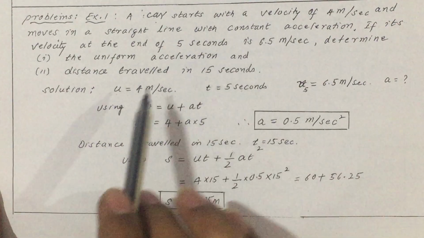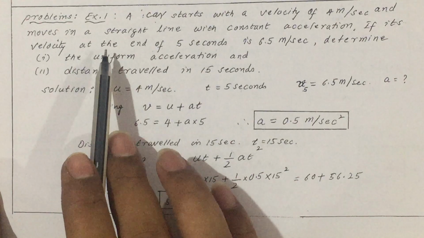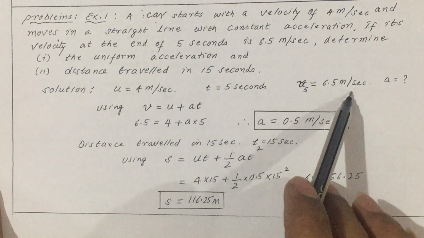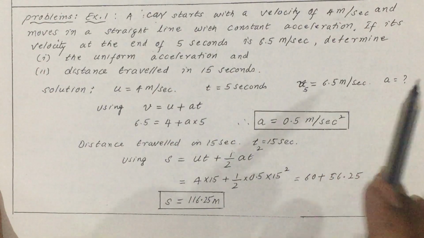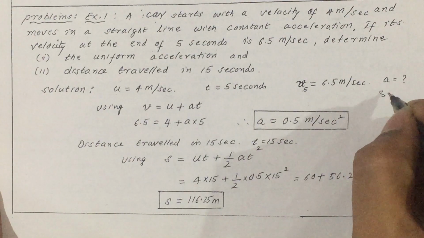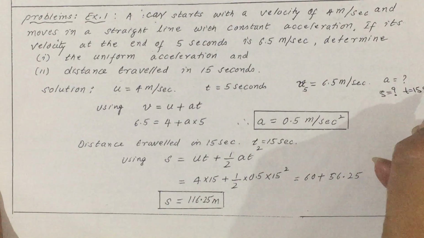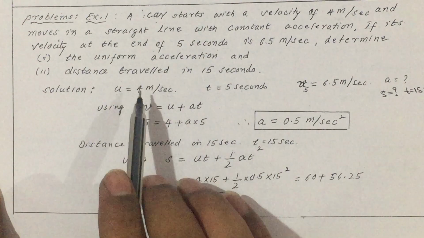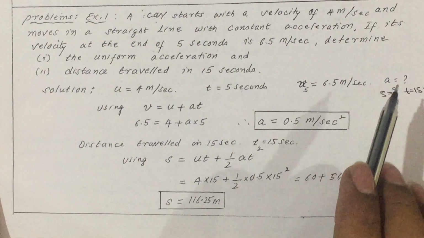We need to read the problem and gather the data. Car starts with a velocity 4 meter per second, that is initial velocity u is equal to 4 meter per second, and the time duration is 5 seconds. And the final velocity v is equal to 6.5 meter per second. What we need is, first, the uniform acceleration a, and the next one is s is equal to question mark at the time of 15 seconds. Okay. Now, the solution: depending upon the given data and the required data, we need to choose the equation.